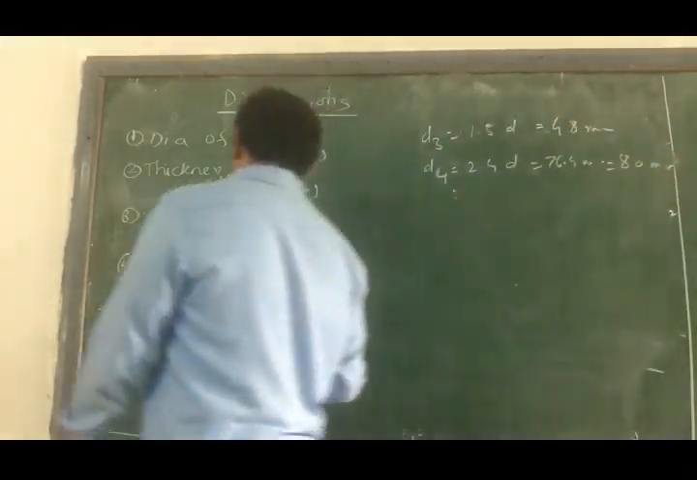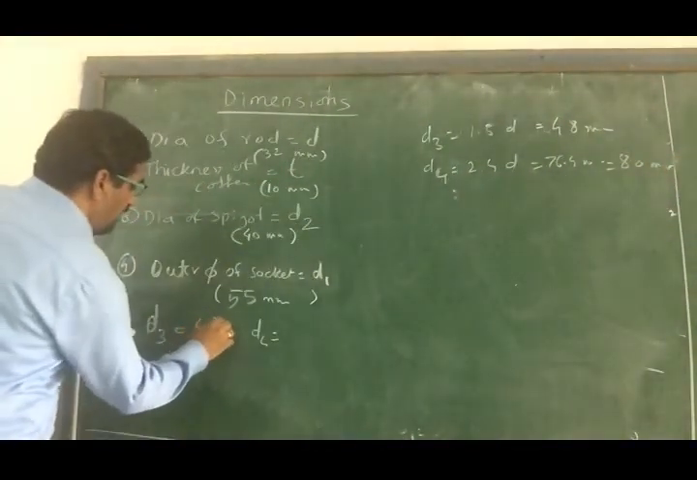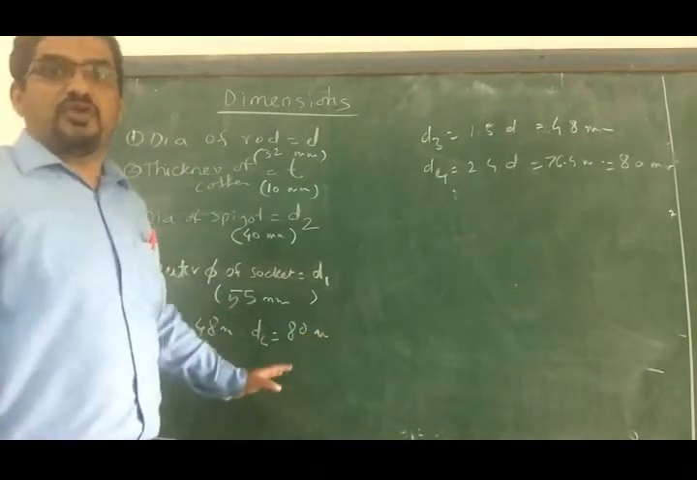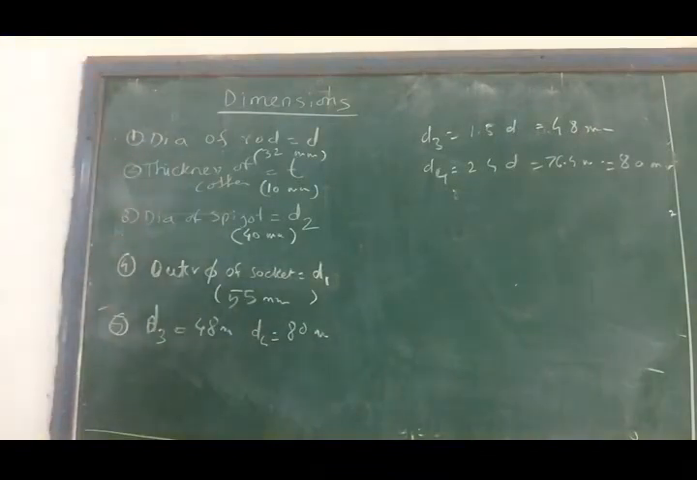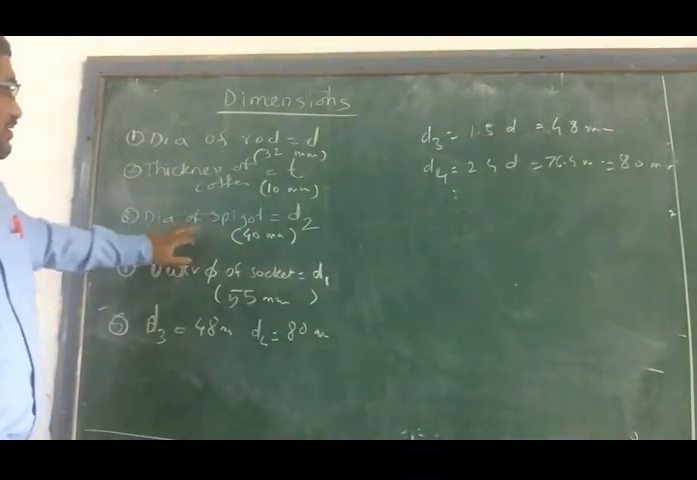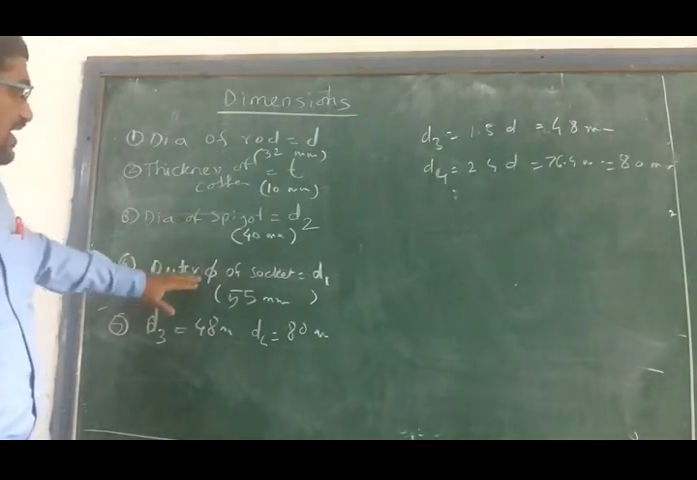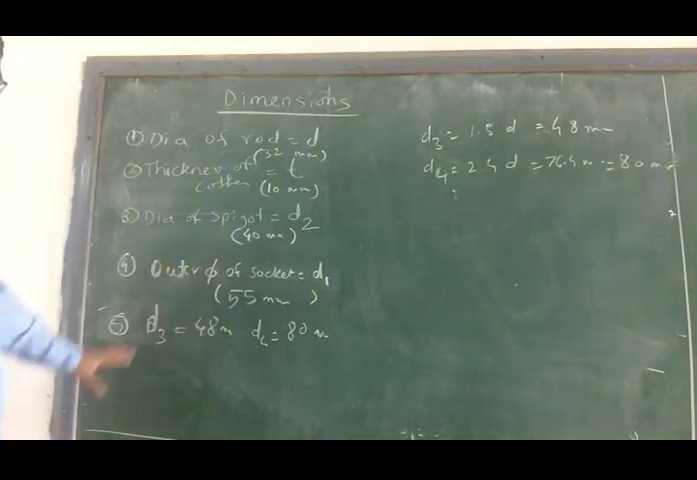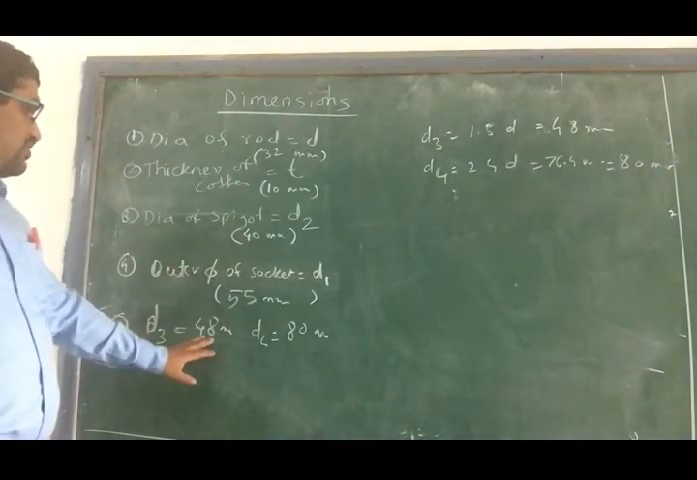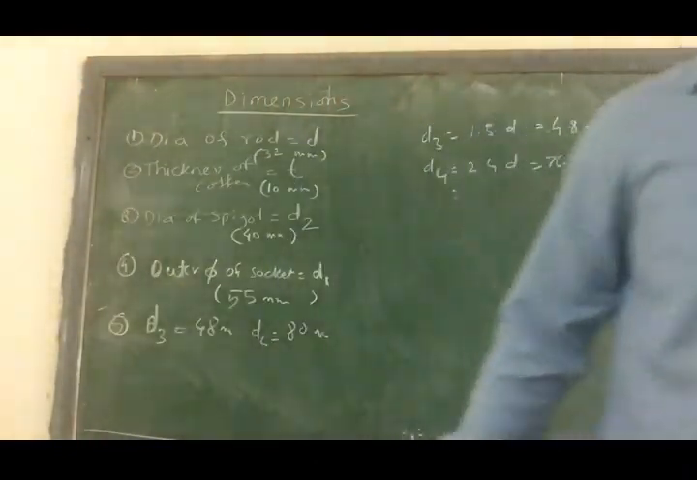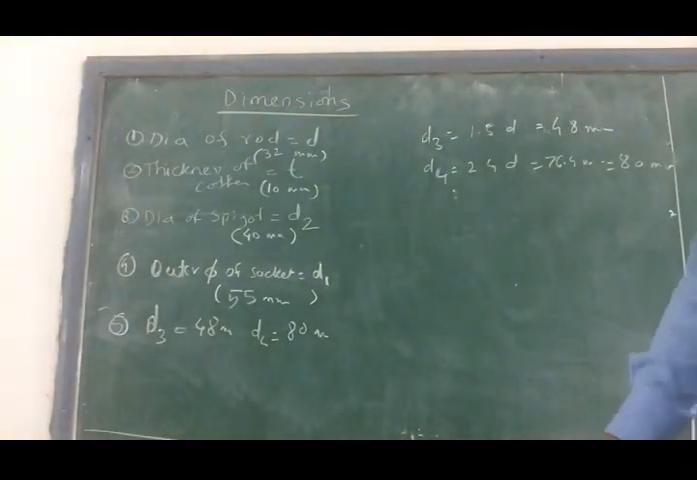So these are the dimensions, 48 mm and 80 mm. Now we got all the diameters. We got the rod diameter d. For the socket, inner diameter is 40, outer is 55. For the spigot, diameter is 40, and the collar of the spigot is 48, and this is 80 for the socket. So we got all the dimensions, and now we will get A, C, and B.